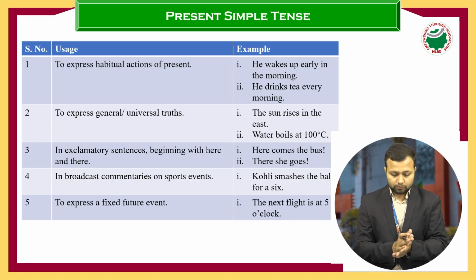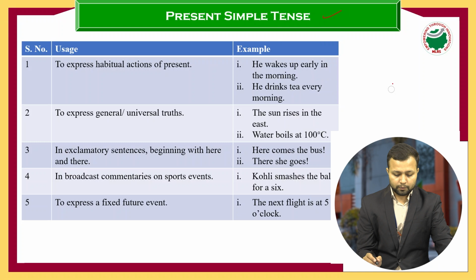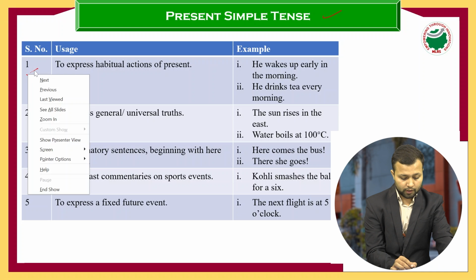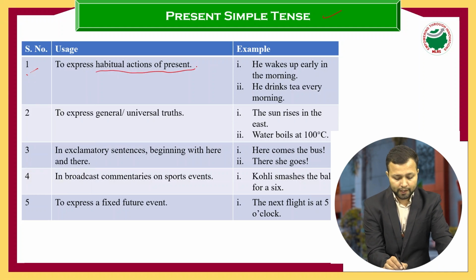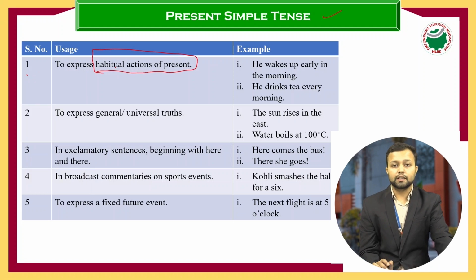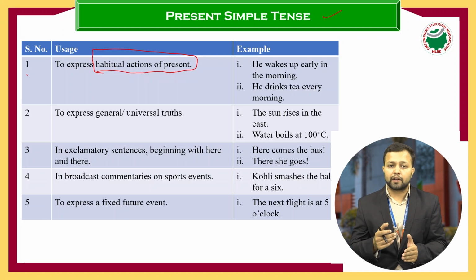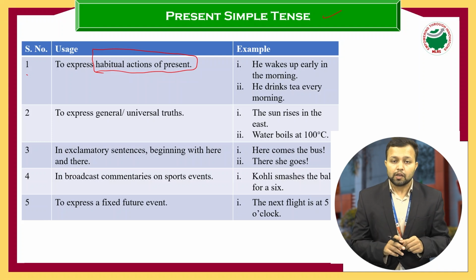Next, as I told you, we are going to discuss the uses or applications of all the tenses. So our first tense was simple present tense. Where do you use simple present tense? First, to express habitual actions of the present. It means it is used to describe our habits of the present. We are not talking about habits of the past.